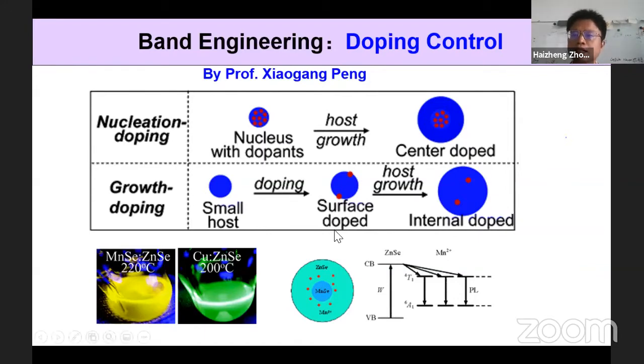And there are different fabrication strategies, including nucleation doping and growth doping. For nucleation doping, the dopant is mixed with the precursors, and after the nucleation occurs, you can further grow a small shell. And for growth doping, the dopant is mixed in during the growth process.